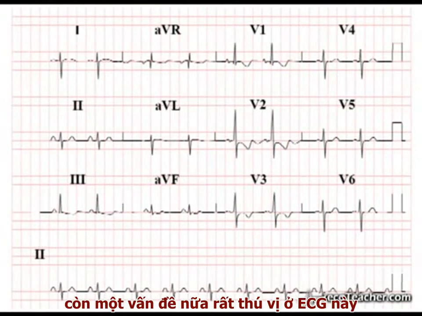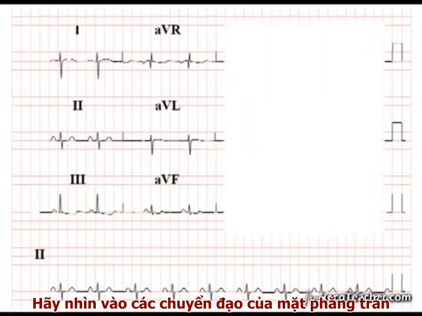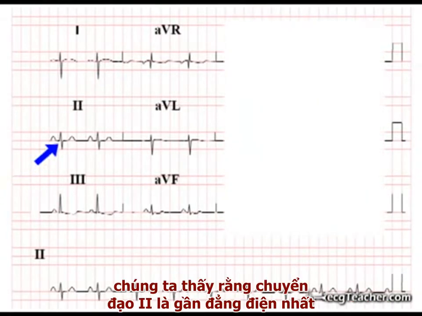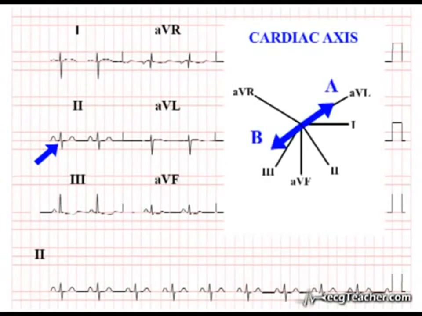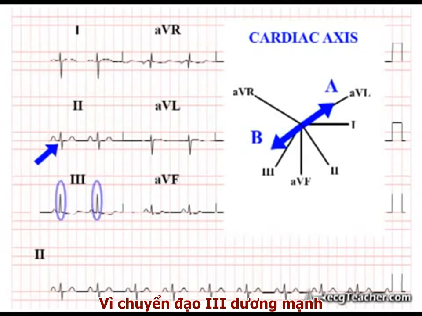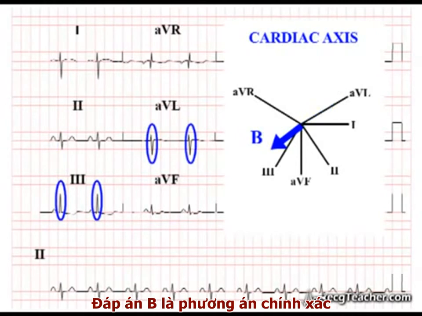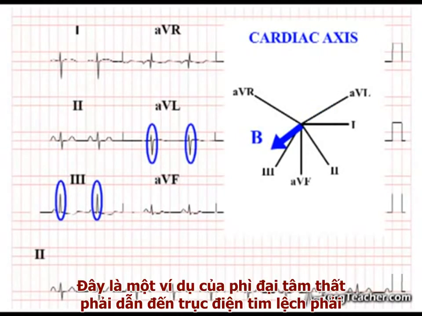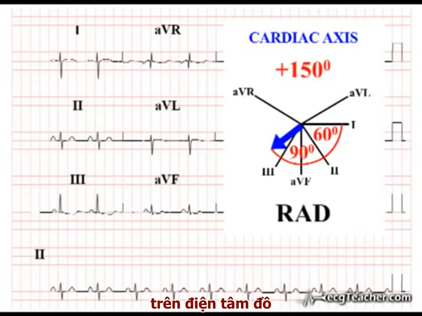Before we move on, there is at least one further feature of interest on this ECG. Looking at the frontal leads, we note that lead 2 is isoelectric, giving 2 possible cardiac axes at right angles to this lead. As lead 3 is strongly positive and aVL negative, option B must be correct. This is an example of RVH resulting in right axis deviation on the ECG.